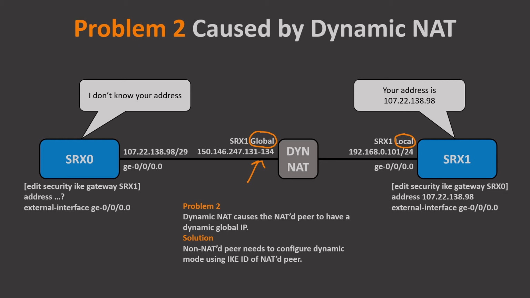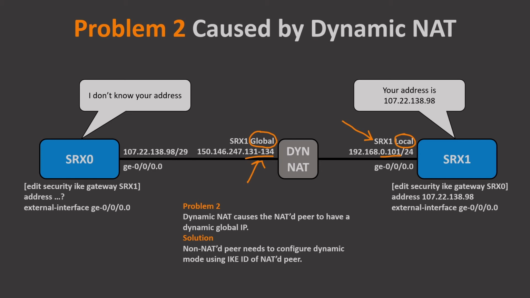So here you can see SRX1, again, behind a NAT, again using a private IP 0.101, but now we have a range of global IPs, and we don't know which one on any given day, week, or month is going to be given to SRX1. And we don't want to be caught in a situation where we're making it work one day, and then something changes, and now it doesn't work the next day.